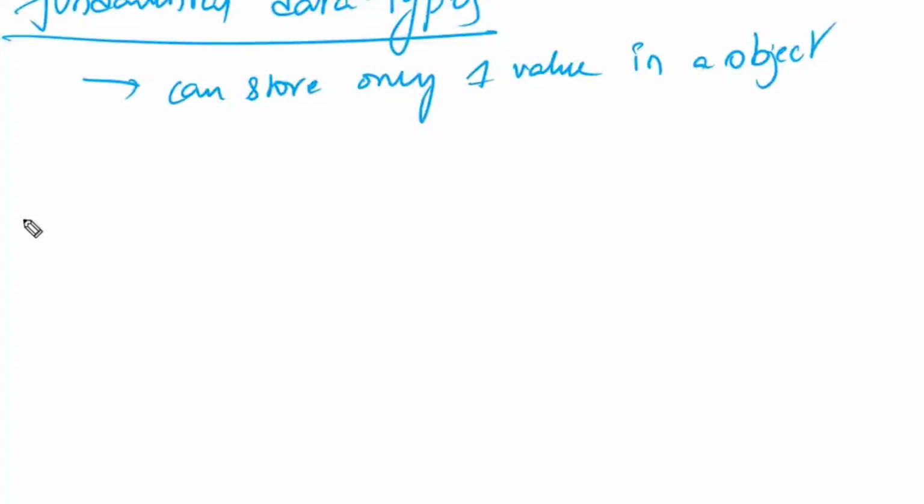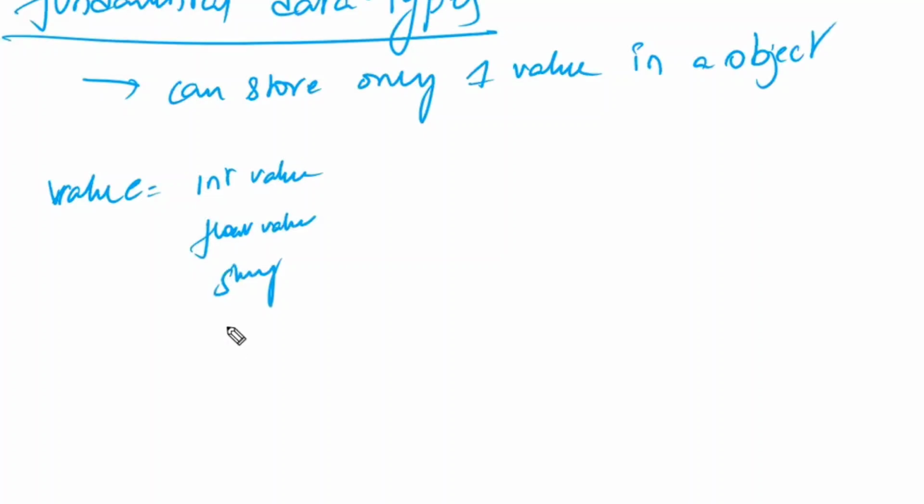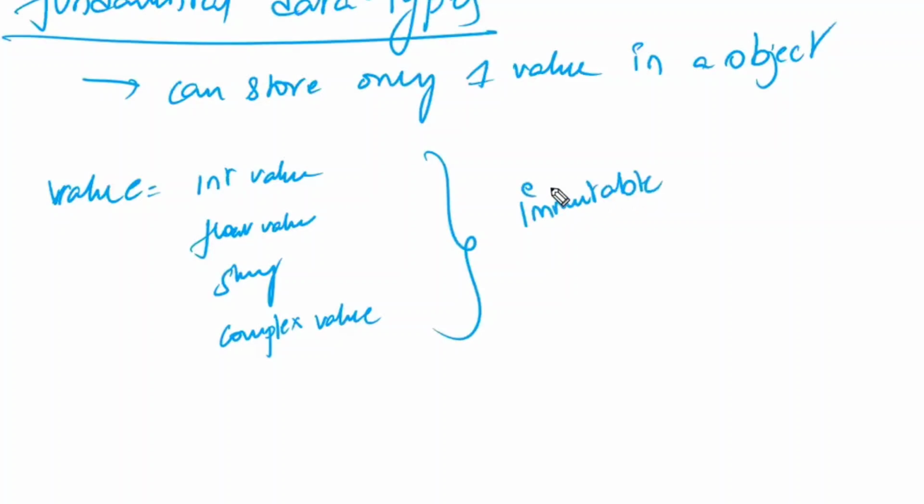That value can be a string value, an int value, a float value, or a complex value, anything is okay, but only one value it can store. You can't store more than one value. And all the fundamental data types are immutable. We can't change or replace the values within the same object.